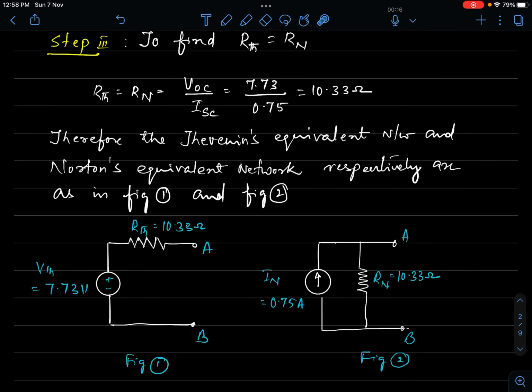So I've not done many problems on Norton's equivalent because the technique is simple. Thevenin's equivalent and Norton's equivalent are more or less the same thing. Instead of open circuit voltage, we find the short circuit current. And of course, finding out the resistance is simple. It is in the same manner. Okay.